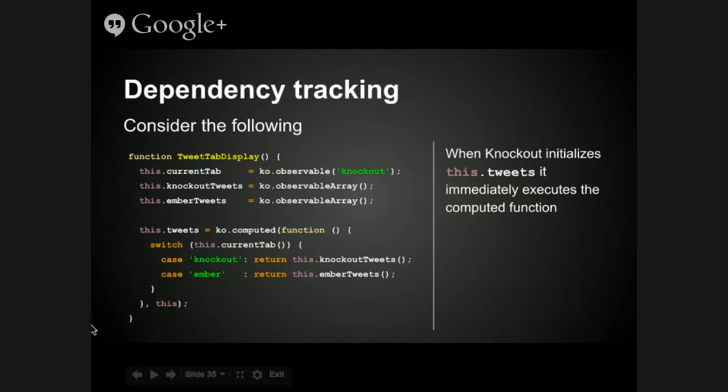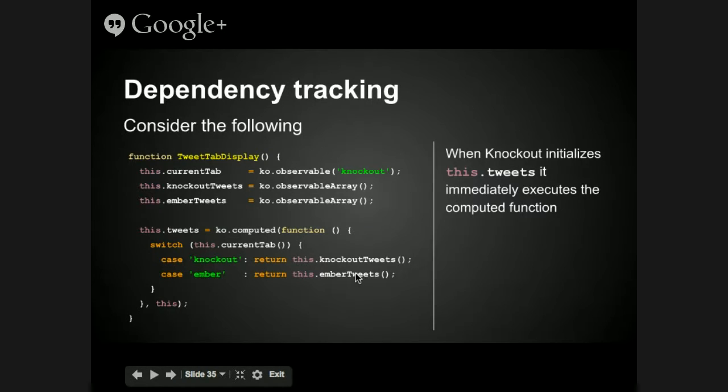When you define this field here, tweets, this computed, this function is immediately evaluated. And because the value of current tab right now is Knockout, it goes into the body of this code, evaluates this.currentTab. Knockout notices that you call that observable to get its value. It goes into the next part of the switch, gets the value of the Knockout tweets. It's just an array. These observable arrays work exactly like you think they work. They're just observables, but rather than being one single value, it's an array of values. And this computed here returns either the Knockout tweets or the Ember tweets, depending on the value of current tab.